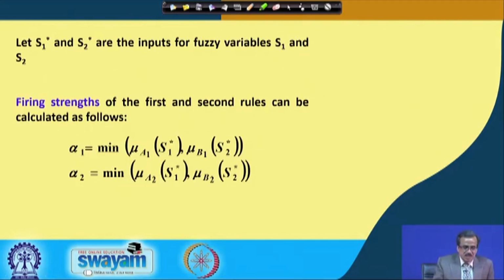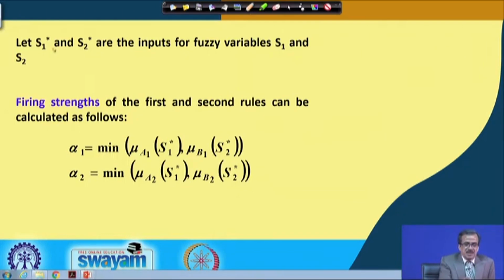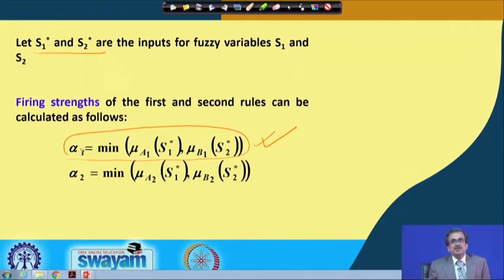Whatever we discussed, the same thing I have written here. So, let me just read it out. Now, I am passing S1 star and S2 star, these two inputs, and corresponding to this S1 star and S2 star for the first fired rule, I will be getting the firing strength, and that is nothing but the minimum of mu A1 S1 star and mu B1 S2 star. This I have already discussed, and you will have to find out the minimum of these two mu values, and that is nothing but the firing strength of the first fired rule.